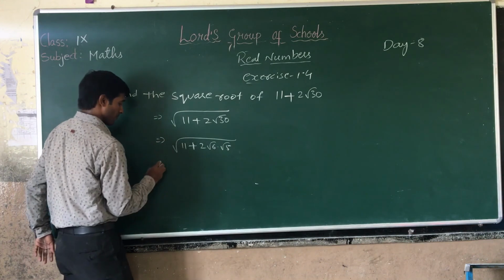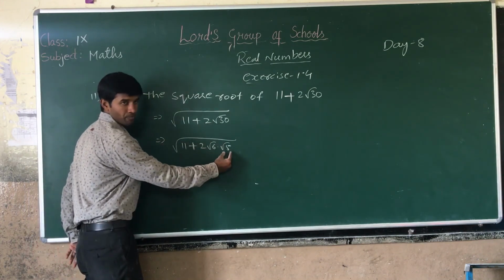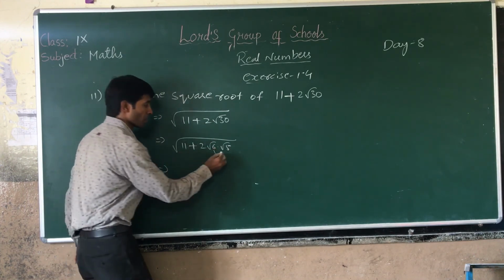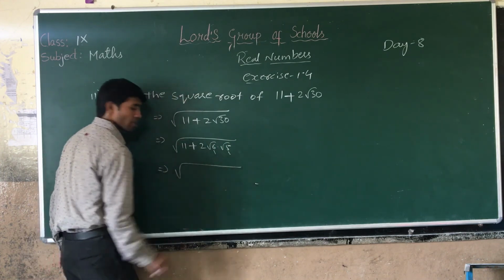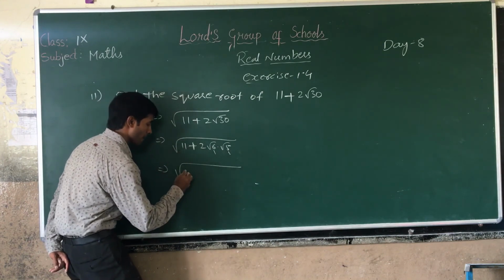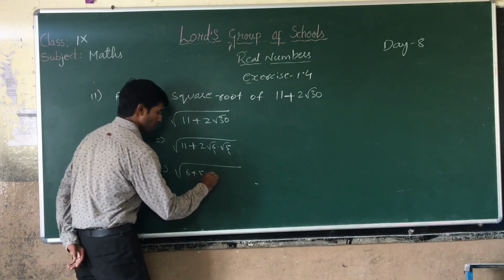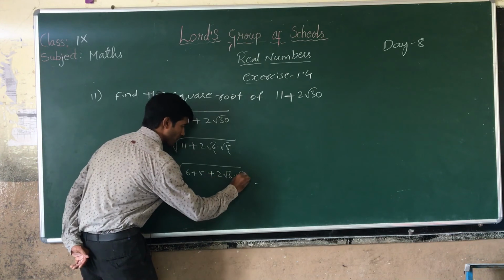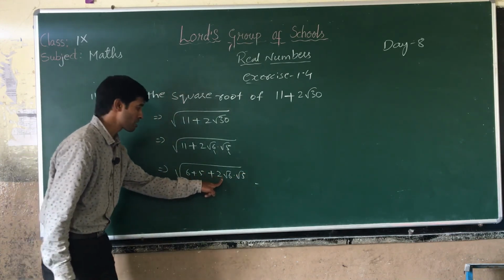Similarly, first I wrote here 2ab. This is nothing but 2 into a into b. Here the a value will become root 6, the b value will become root 5. Now take this: 11 can be written as 6 plus 5, plus 2 root 6 into root 5. Okay, now this is the a square value, this is the b square value, this is the 2ab value.